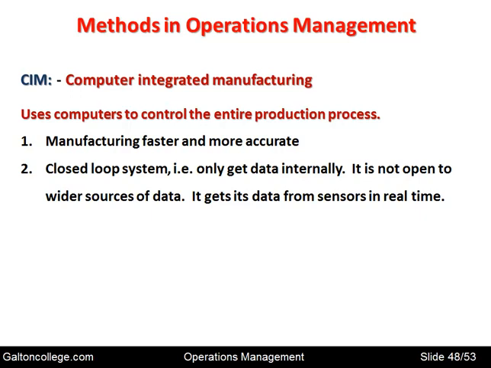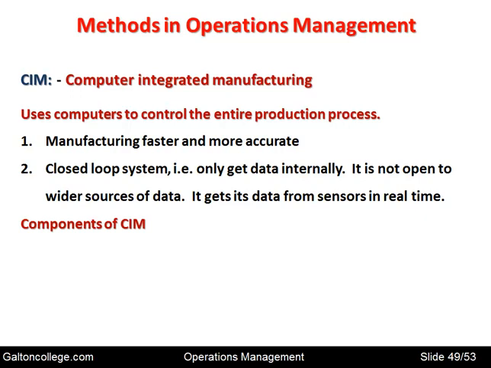It gets its data from the sensors in real time. So if it's a milling machine, there will be sensors which will tell the machine the thickness of the metal and the surface of the metal and so on, and it'll know how much to cut, it'll know how much to process, because the sensors will determine it.